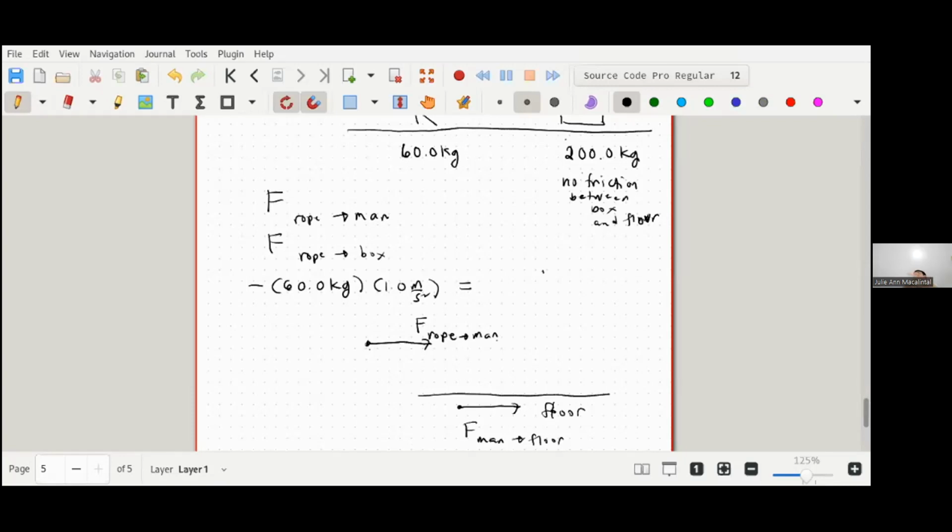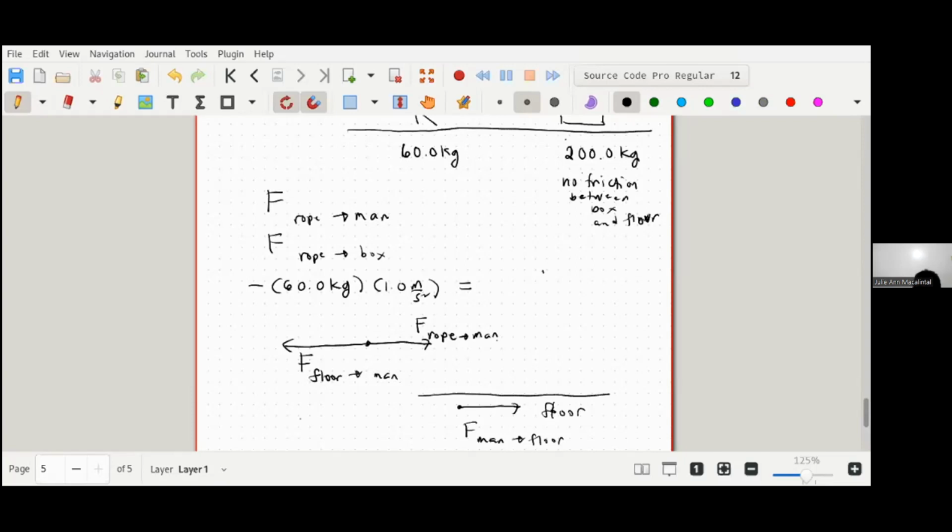Teka lang. Mahirap pa ma-visualize eh. Okay, so forward. Okay, so the man is pushing the floor, so the floor must be going the opposite way or pushing him backwards. Okay, so ang direction ng force from the floor acting on the man is, at least yung horizontal component niya, is backwards.